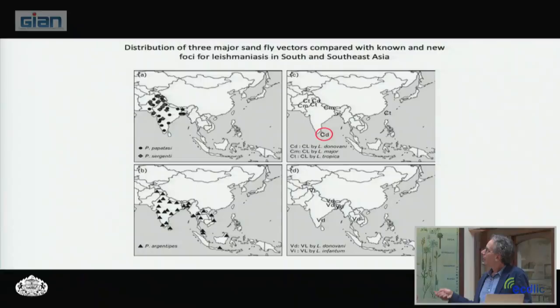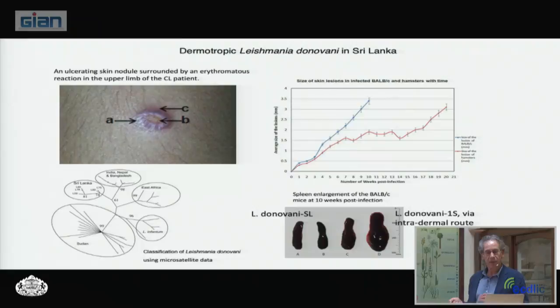And the transmission here is by Phlebotomus argentipes. So this is just to make the point that there's been a fascinating change in evolution of this parasite strain. This is some genomic comparisons of isolates from India, Nepal, Bangladesh, as compared to Sri Lanka. So there are some genomic differences. But again, these are all Leishmania donovani parasites.